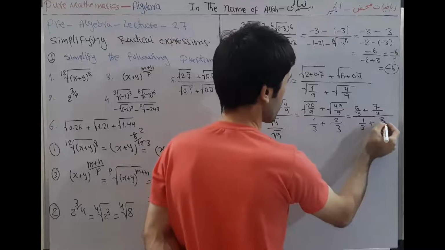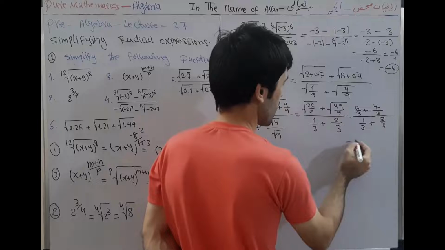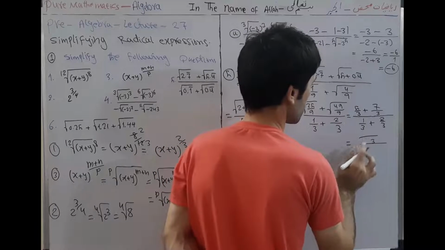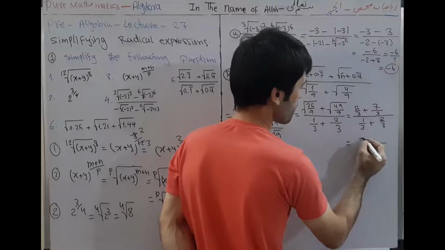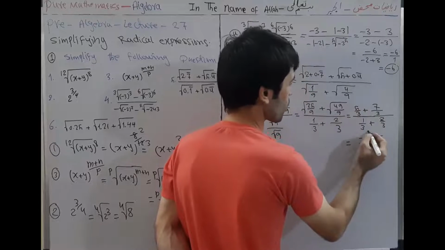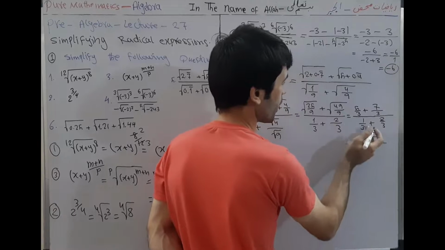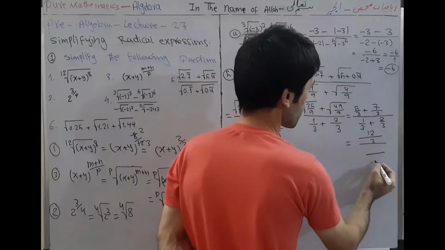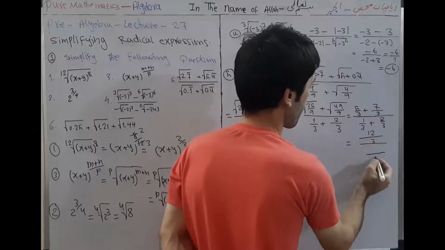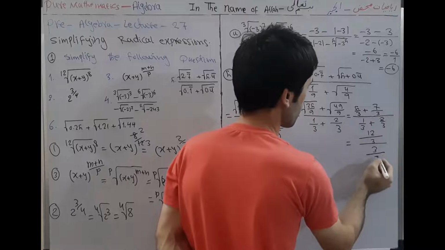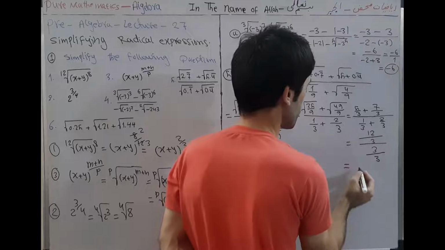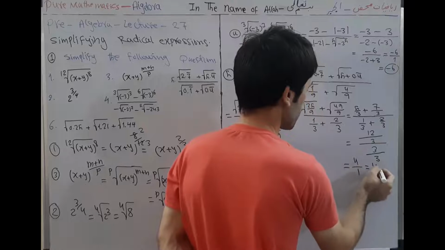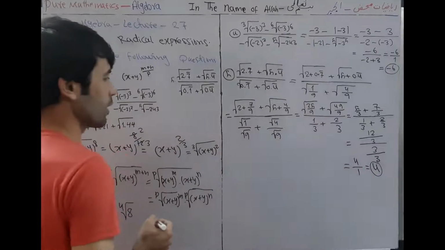1/3 plus 2/3. Now we can write 5 plus 7, 12. In the denominator we get 3, 1 plus 2, 3/3. It is equal to 12 divided by 3, 4. 3 divided by 3, 1. 4 divided by 1, it is 4. The answer is 4.